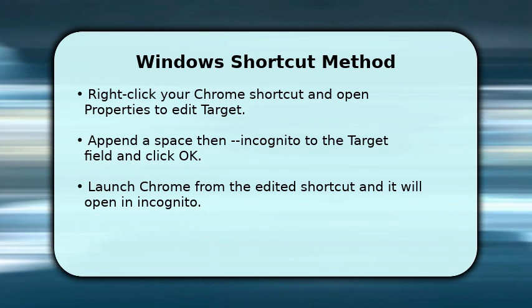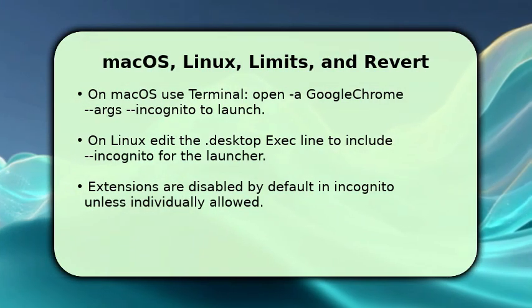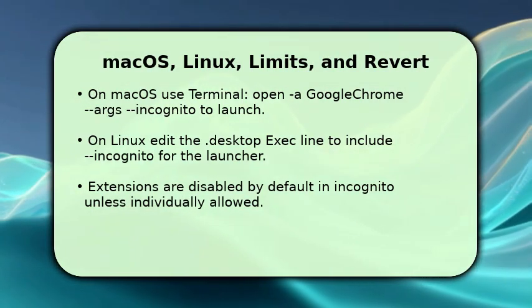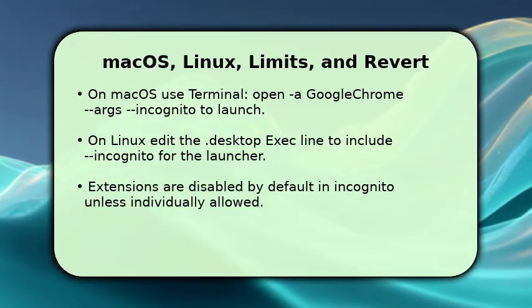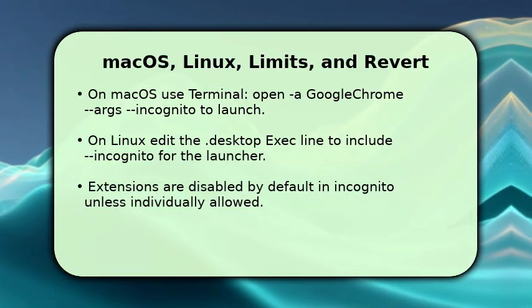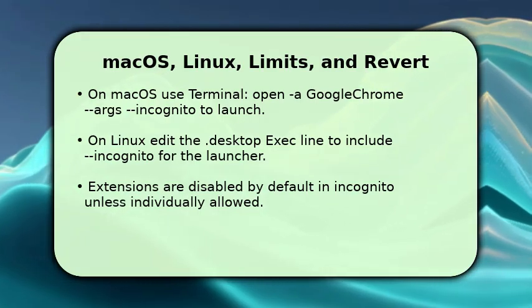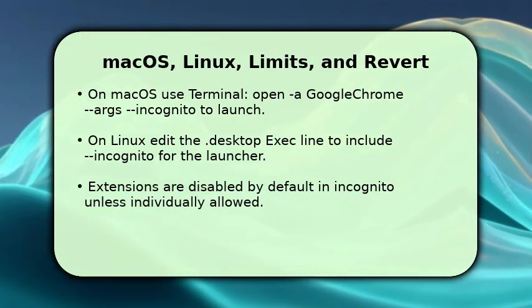On Mac OS, use Terminal. Open a Google Chrome args Incognito to launch. To make a persistent Mac OS fix, create an Automator app that runs that exact command. On Linux, edit the Chrome desktop file and add Incognito to the Exec= line, then update the desktop database.